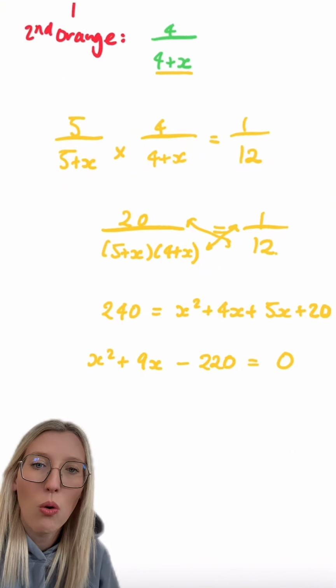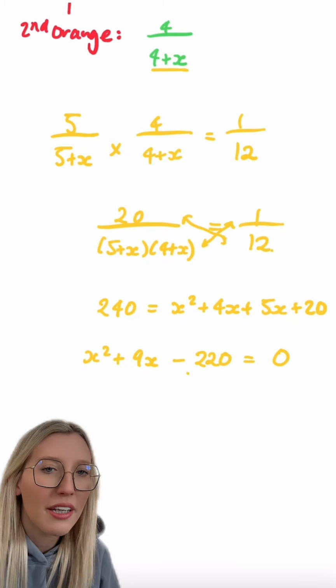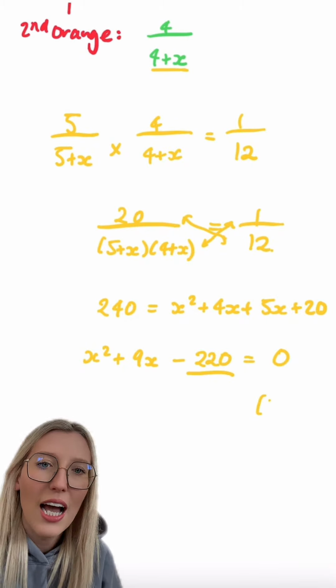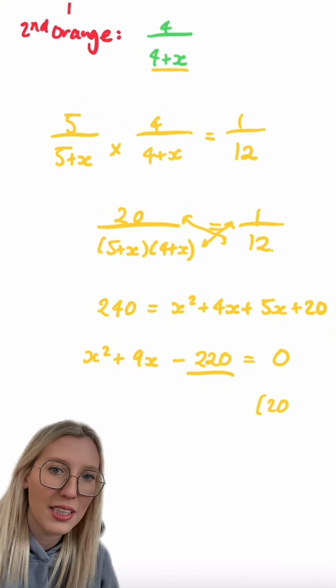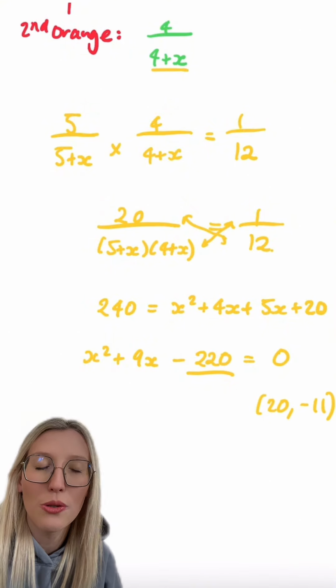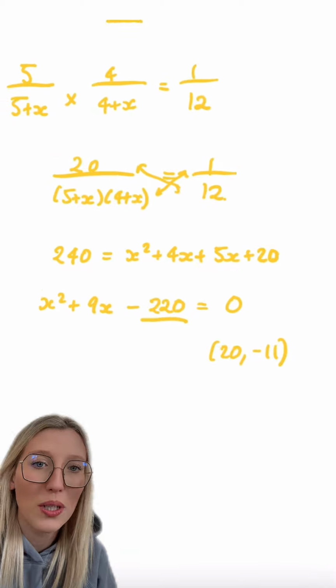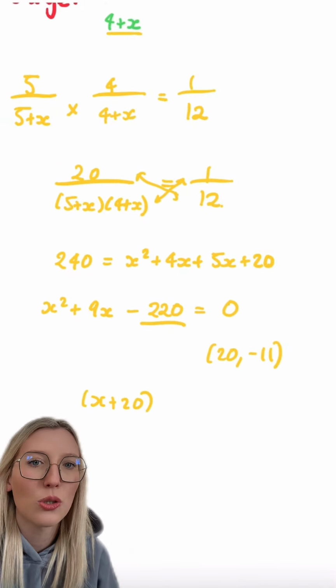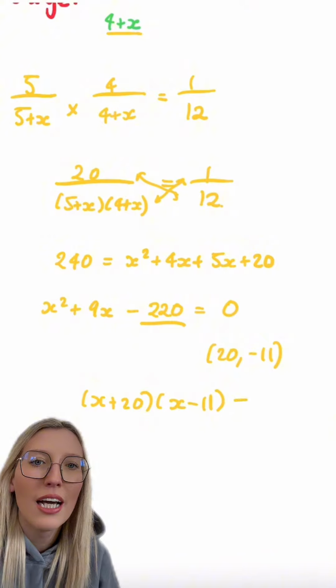Now to work this out, all we need to do is factorise. So we're looking for a factor pair of minus 220 that adds together to give us 9. And we can see that that's going to be a positive 20 and a minus 11, as they do multiply together to give us minus 220. So if we factorise and put these in our brackets, we've got (X plus 20)(X minus 11) equaling 0.